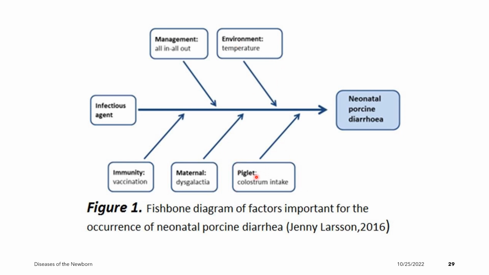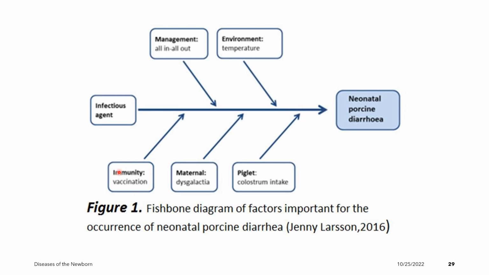The next is the colostrum intake. Of course, this is on the piglet factor, and this is very important in order to develop immunity. It should be taken during the first 24 to 36 hours. We also have the maternal factor, and this is related to the sow. When the sow is dysgalactic, right, it is deficient in milk, of course, it will lead to piglet starvation and to piglet diarrhea.